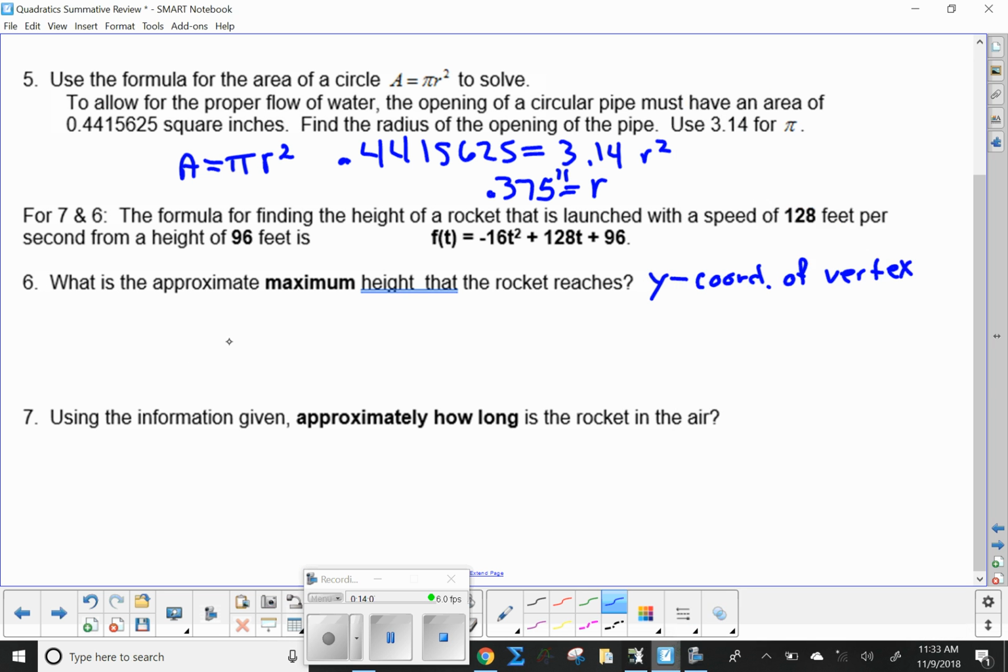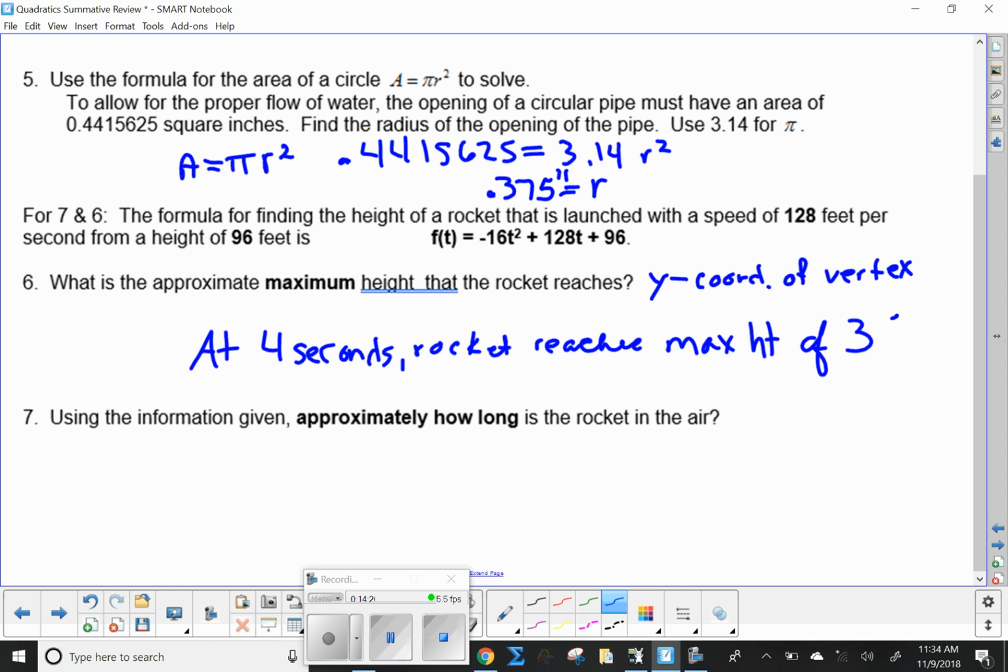So at 4 seconds, the rocket reaches a max height of 352 feet. Boom. Now, how long approximately is the rocket in the air?